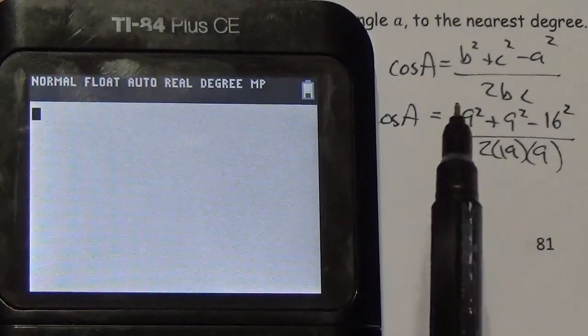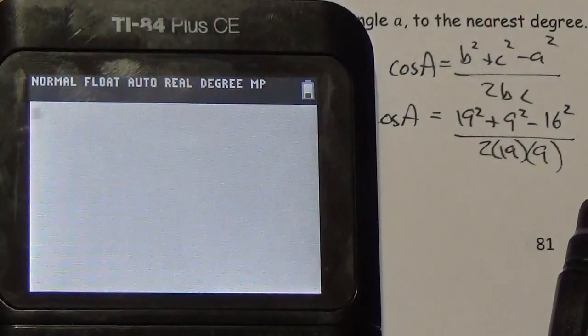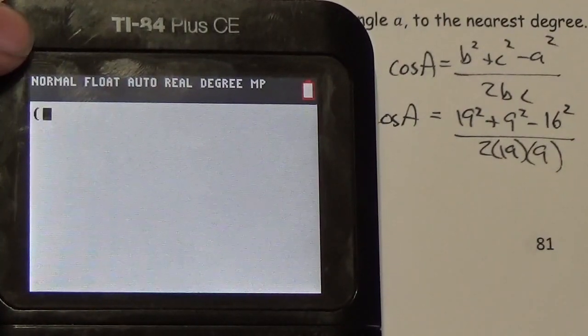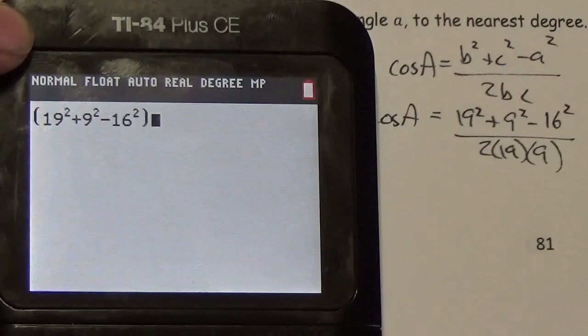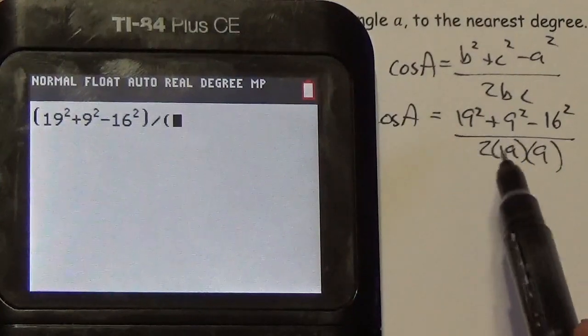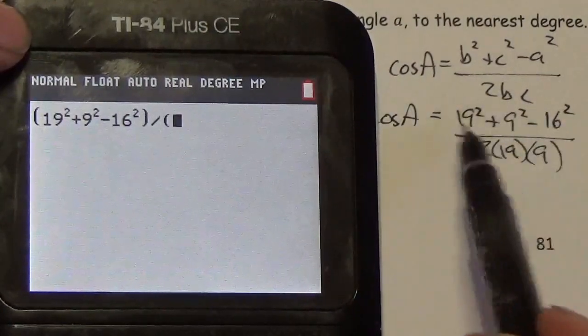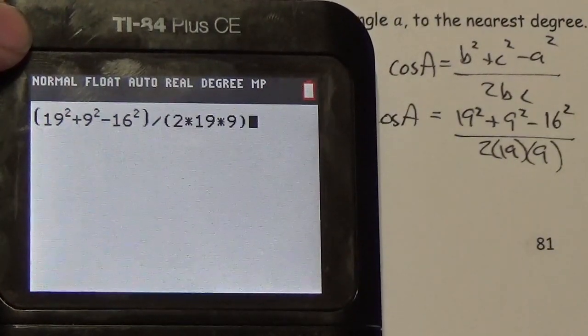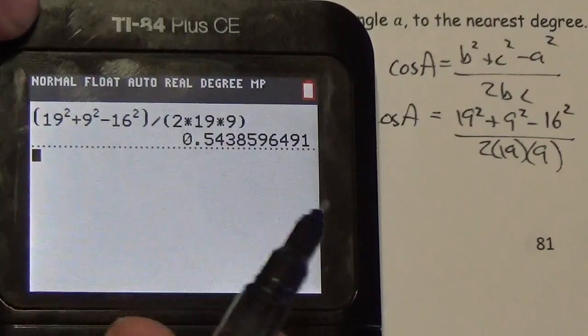Now, don't forget to put parentheses around the numerator. If you don't do that, you're very likely going to get a number that the calculator won't know what to do with in our next step. So you've really got to make sure you get this entered in correctly. So 19 squared plus 9 squared minus 16 squared, close the brackets, divided by, open the brackets again, because I need to do the addition and subtraction before I do the division, and I also need to do this multiplication. So 2 times 19 times 9, close the brackets, and then I get this right here.